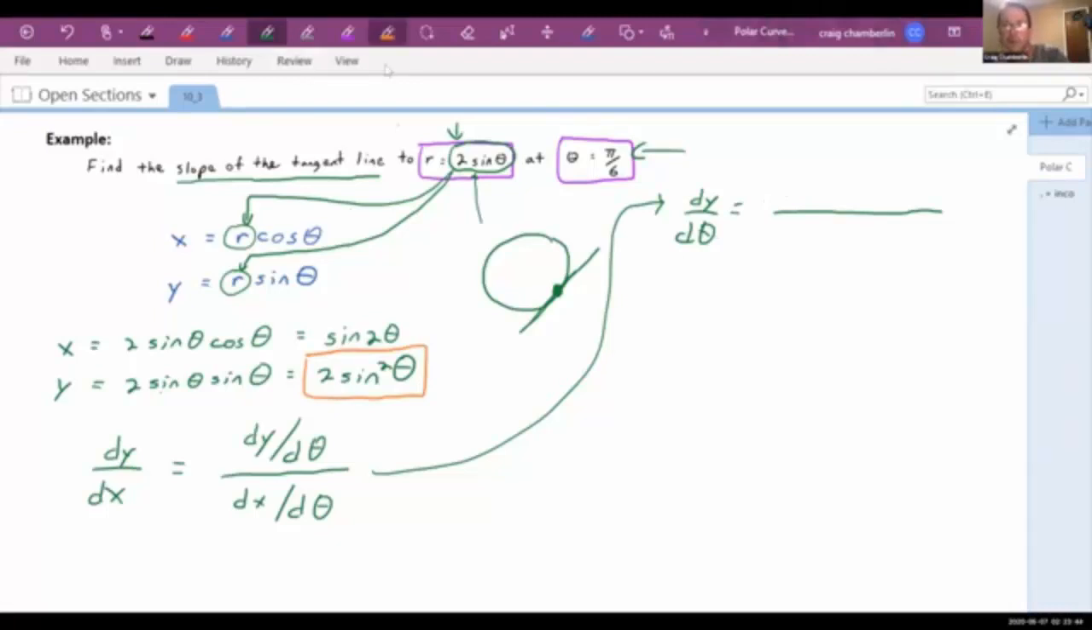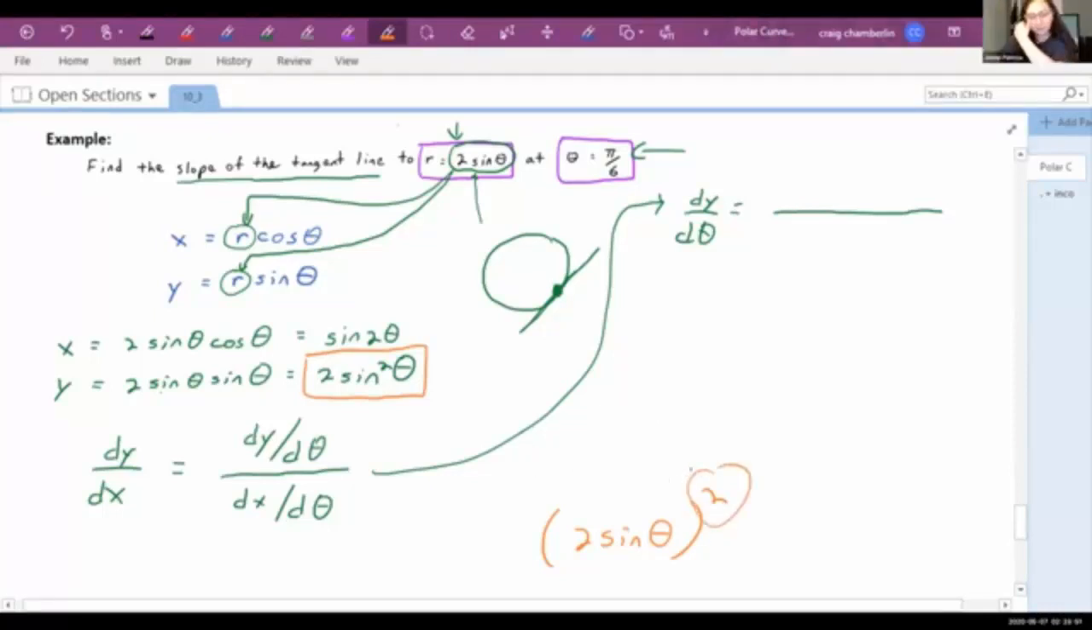I know you know this. Use the force. So 2 sine squared theta is really 2 times sine theta, the whole thing squared. So what rule are you going to use? Chain rule? Eventually, yeah, but at first, what are you going to do with that power? Power rule. Bring it down in front.